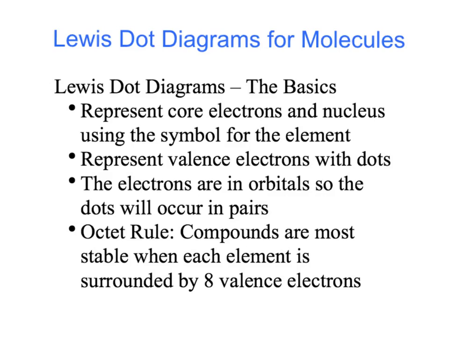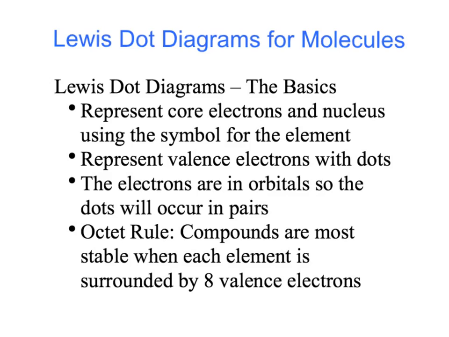The symbol for the element represents the core electrons and also the nucleus. The valence electrons are going to be represented by dots, and for bonds we can represent bonds with either a line or a pair of dots. Now the electrons are in orbitals, and so all dots are going to occur in pairs.